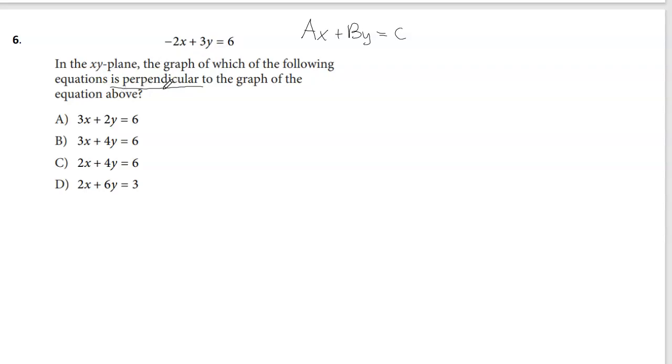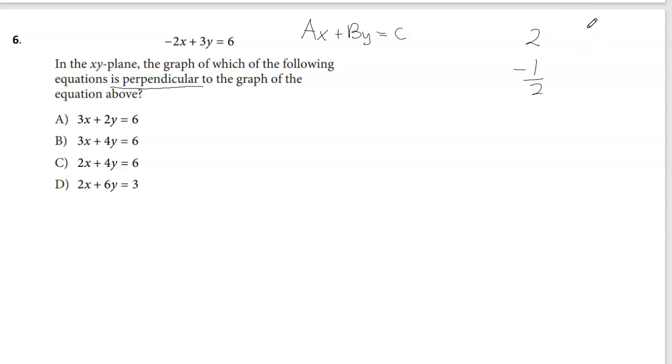The idea of the perpendicular line is that its slope is going to be the negative reciprocal of the original one, right? So, for example, if we have a number like 2, the negative reciprocal of 2 is going to be minus 1/2, right? Reciprocal means flip it. And 2 is the same as 2 over 1. If you flip it, it becomes 1 over 2.